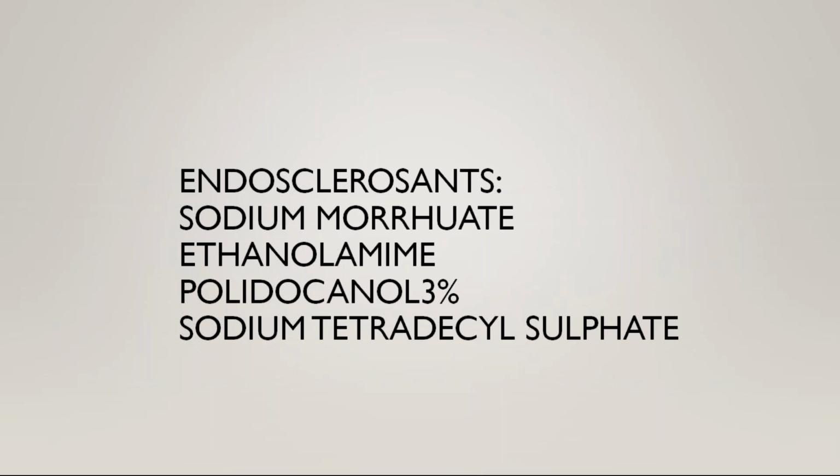These are the endoscopic sclerosants. When we inject these sclerosants, they will stop the bleed by sclerosing the visible vessel. The sclerosants are sodium morrhuate, ethanolamine, polidocanol 3%, and sodium tetradecyl sulfate.